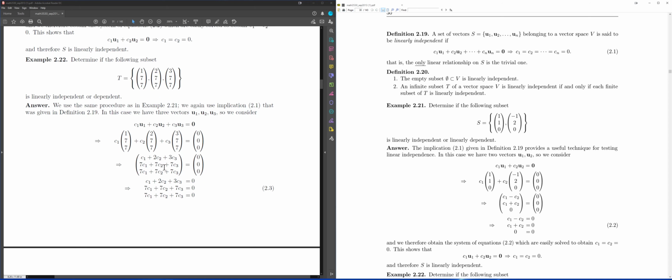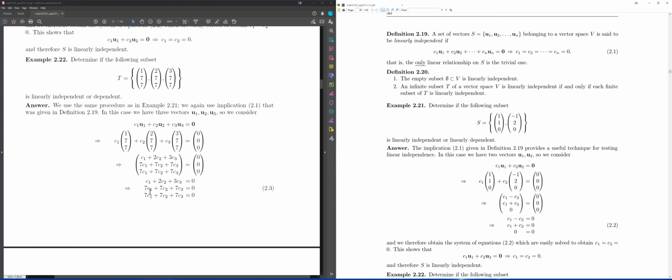And once you multiply out like this, you set the first component on your left hand side equal to the first component on the right hand side. So you get an equation there. Likewise for the second component, you'll get 7C1 plus 7C2 plus 7C3 is equal to 0. And so on for the third component, you get an equation. So these are now equations over here.